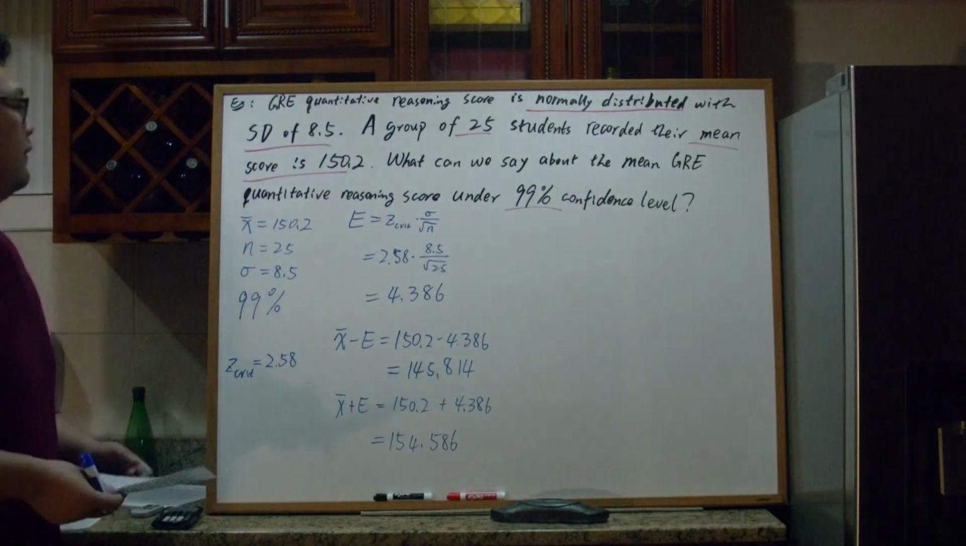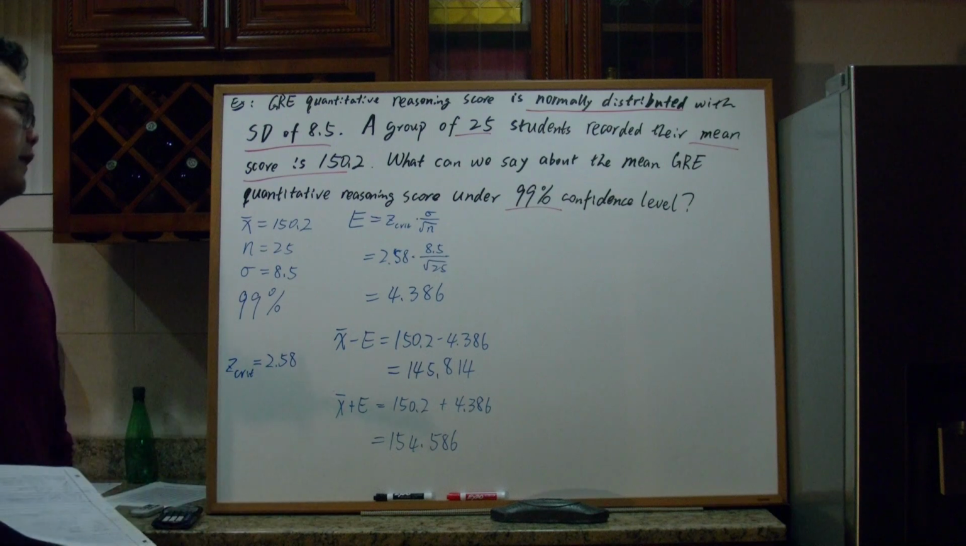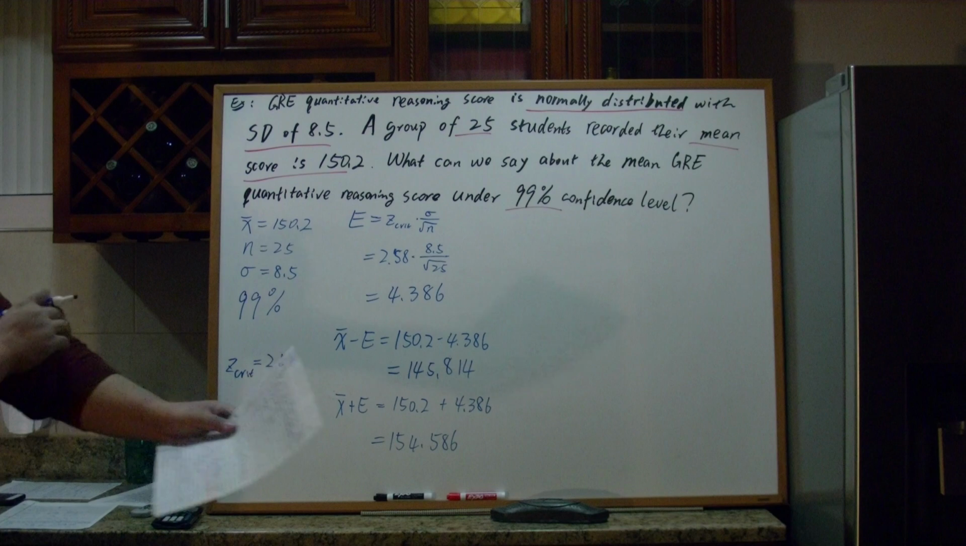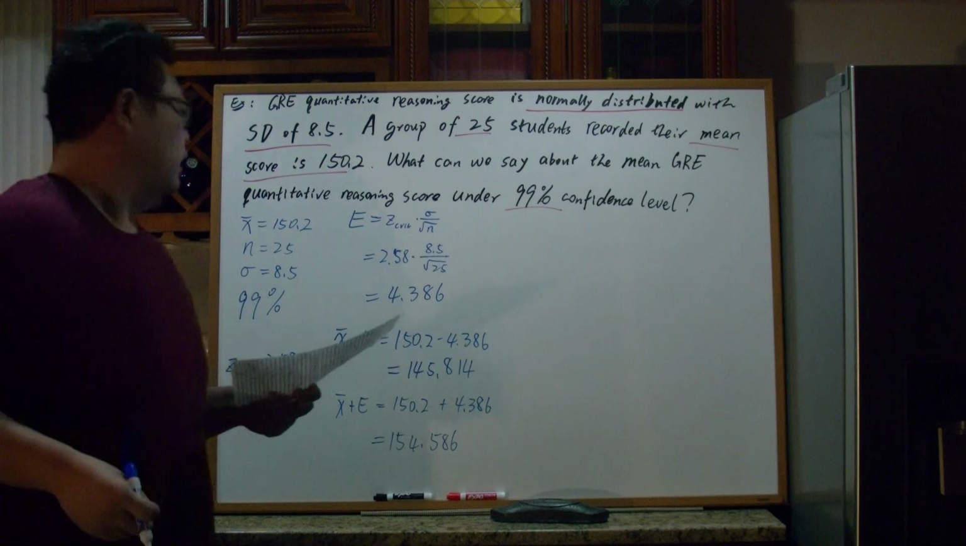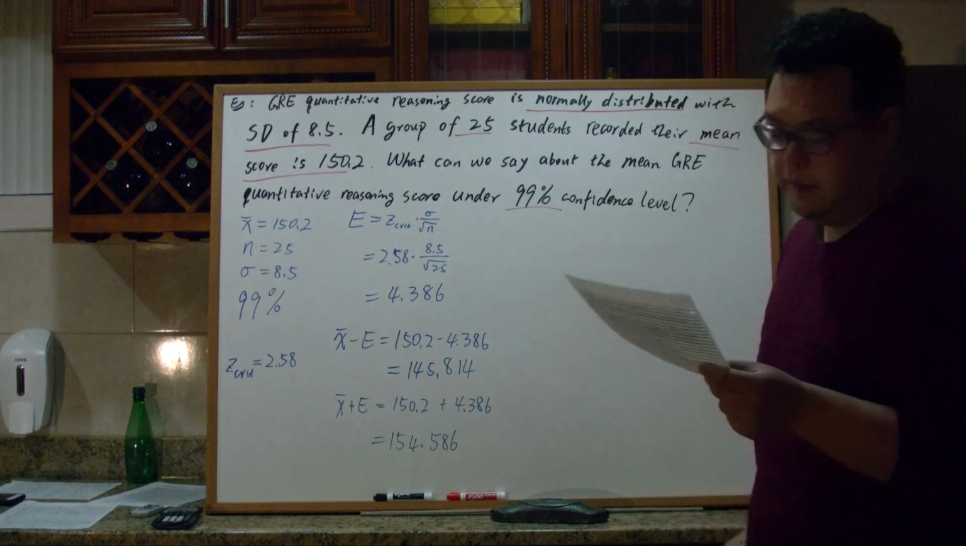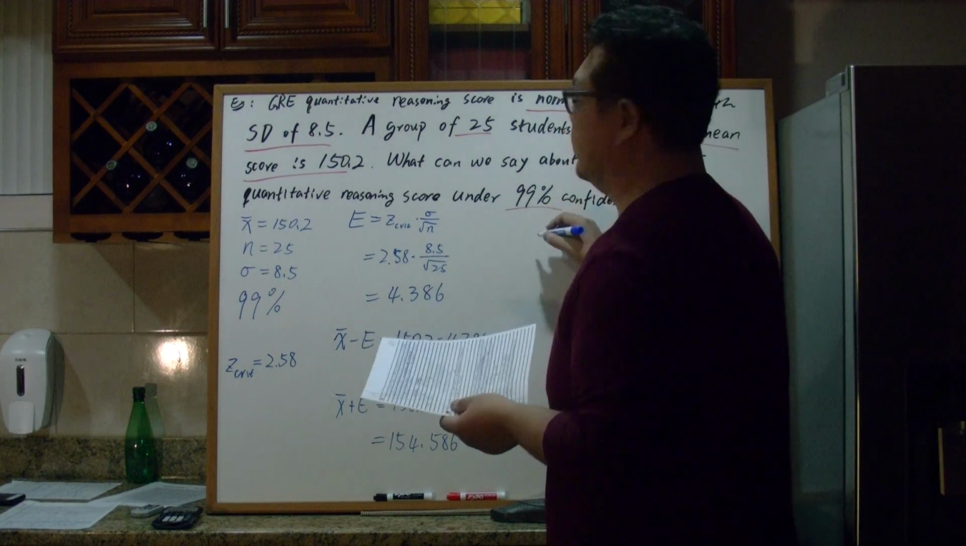X bar is 150.2 plus the error we found, 4.386. That's 154.586. Right, so that is the lower limit and upper limit. So we can write our conclusion, right?